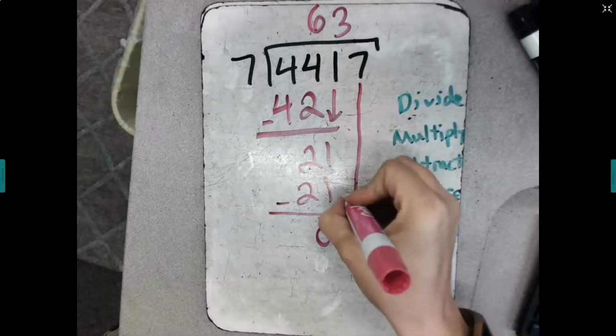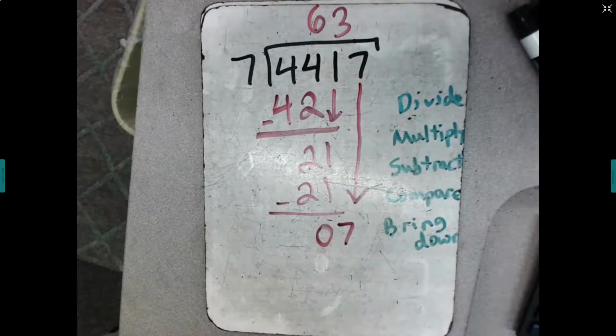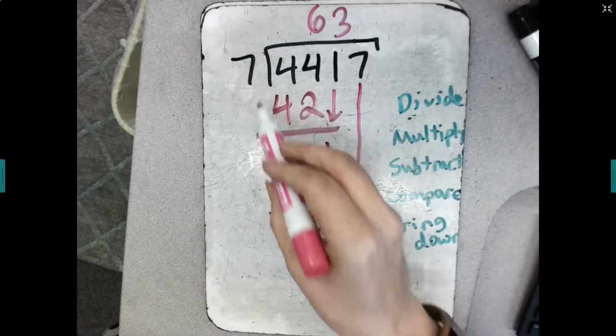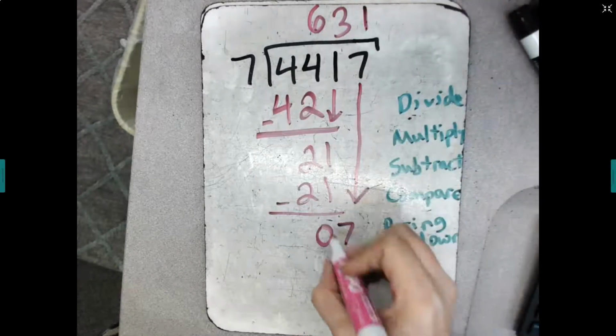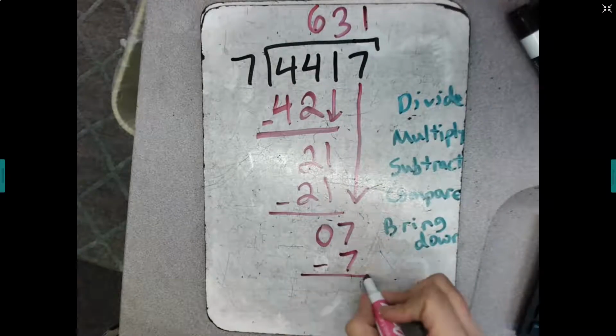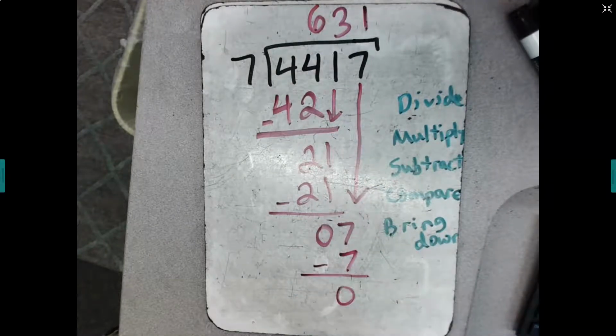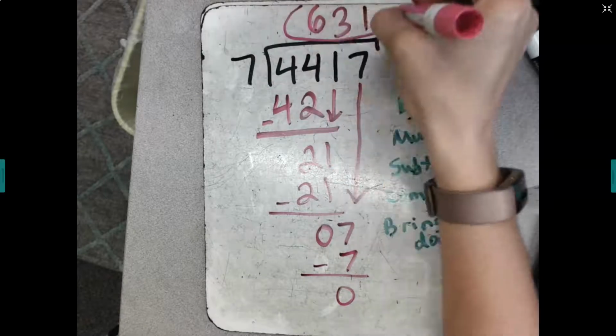Now I'm going to bring down the 7. I can make 1 group of 7. I'm starting with my divide step. 1 times 7 is 7. 7 minus 7 is 0. And I have no remainder that time.